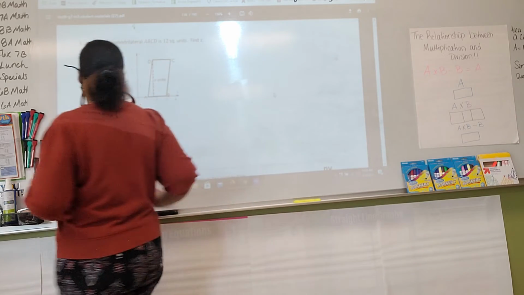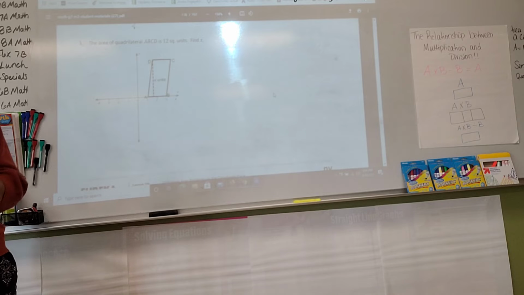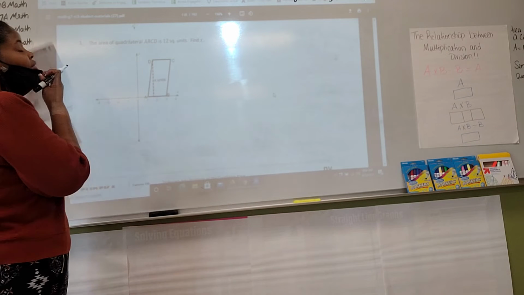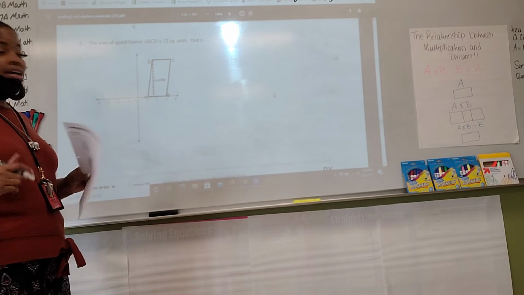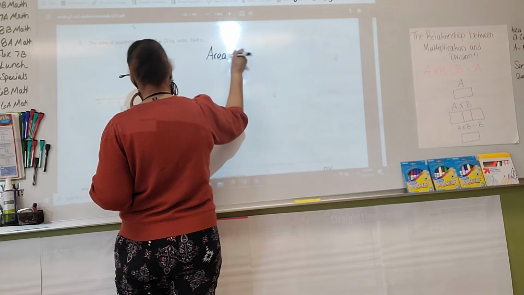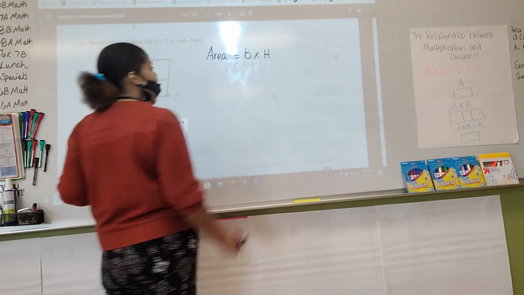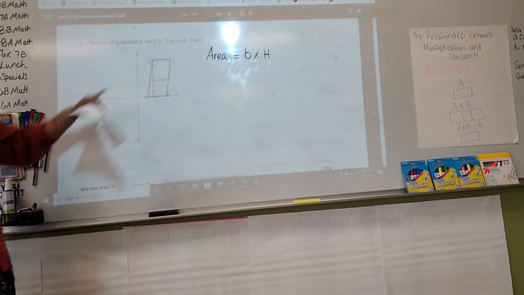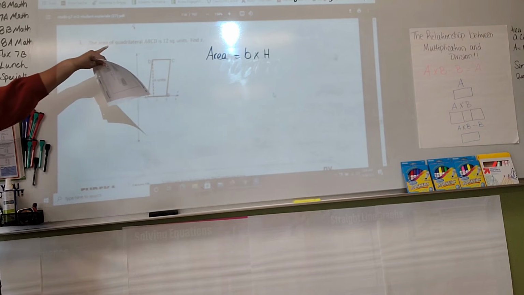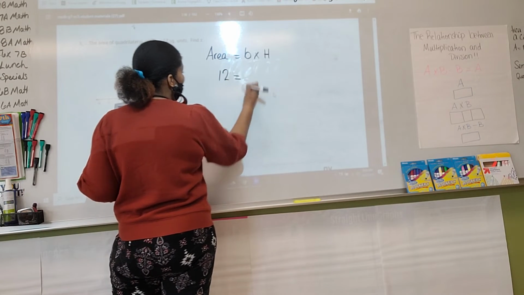This last one. All right, the area of quadrilateral ABC is 12 square units. It says find X. So, to do this, I'm going to take the area equals, again, base times the height. We got 2 more. They told us that the area is what? Look in the problem. They told us that the area is what? 12.